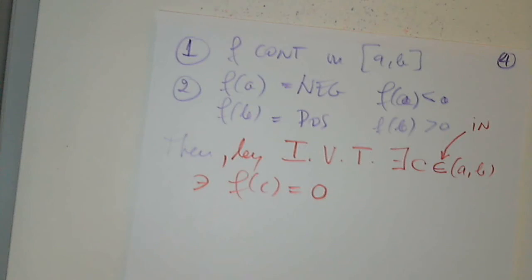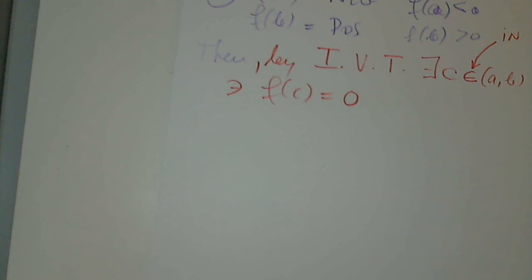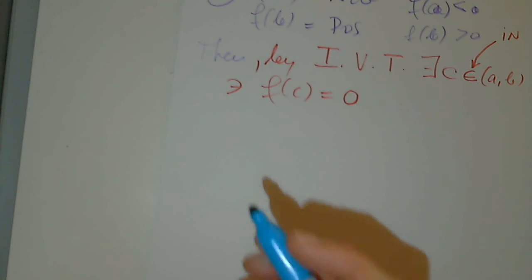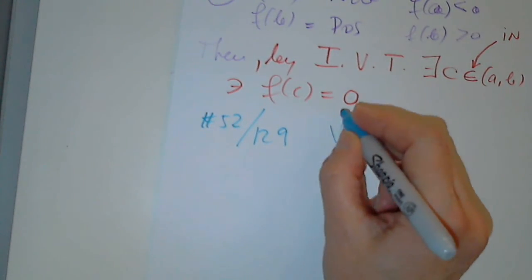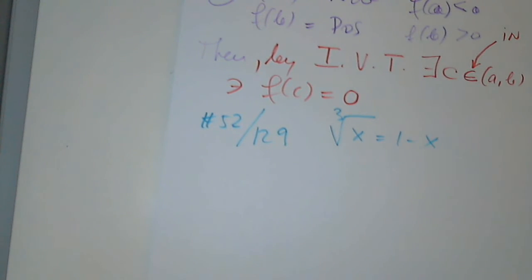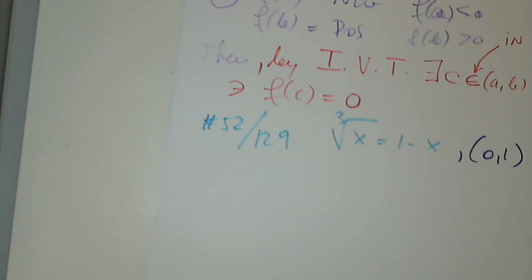Okay, so let's see how we apply this theorem. The general theorem uses, instead of 0, an n. It's the same thing. Okay, so let's take a look at 52 on page 129. The cube root of x equals 1 minus x. The question here says, look for a solution between 0 and 1. But generally, we're not given the interval. So let's read the problem.